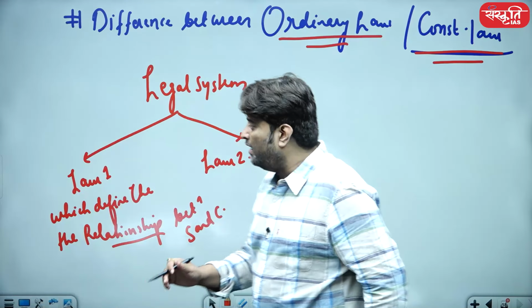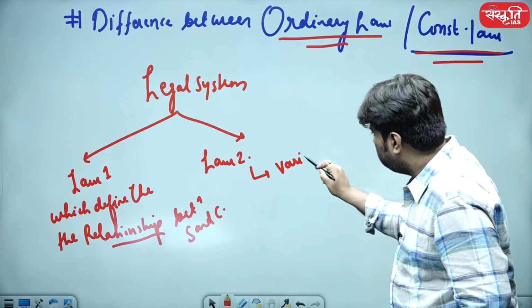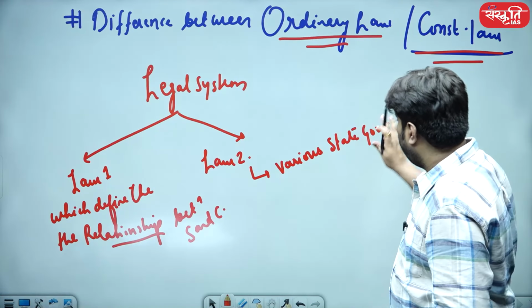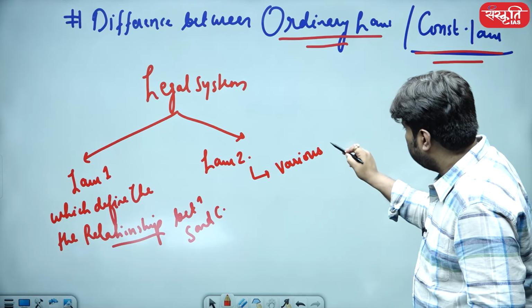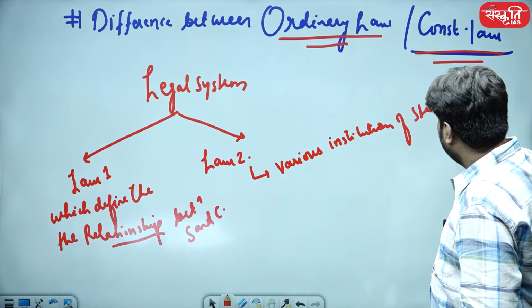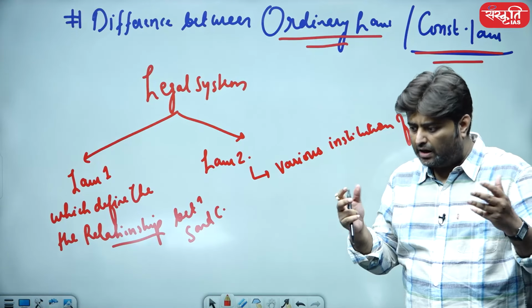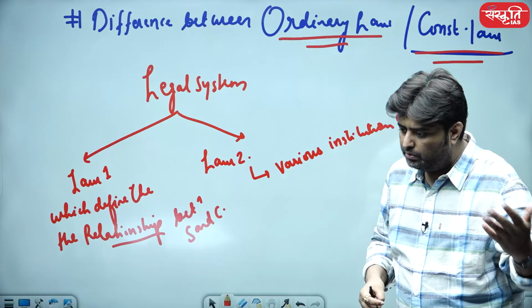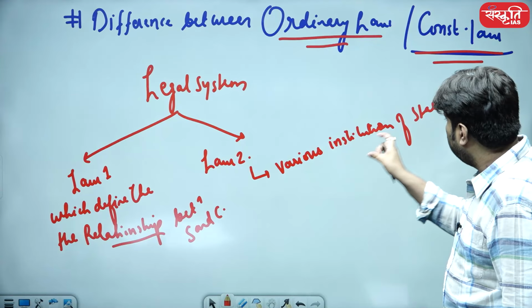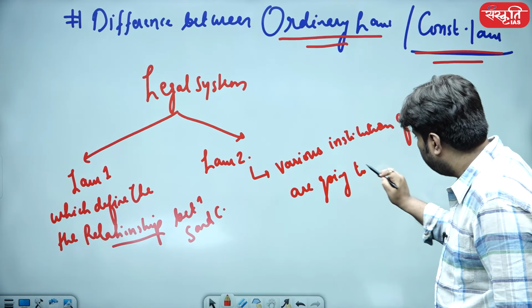And then there is one other type of law under which various institutions of the state, not exactly state government. State here does not mean Madhya Pradesh or Uttar Pradesh, state is basically a larger idea of India itself or a country itself. There is a proper definition of a state which we'll do later on. So various institutions of a state. So there is going to be law number 2 under which various institutions of the state are going to get governed.